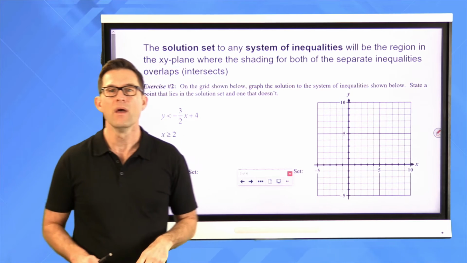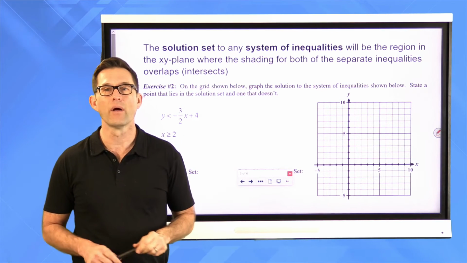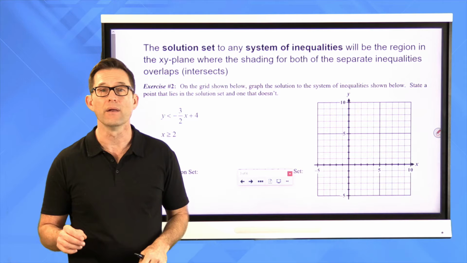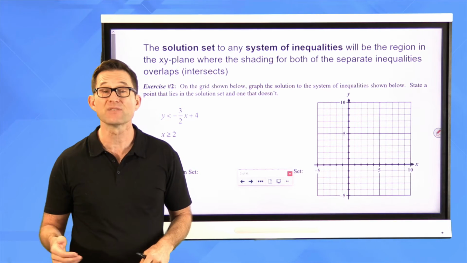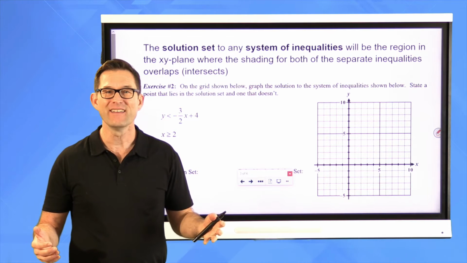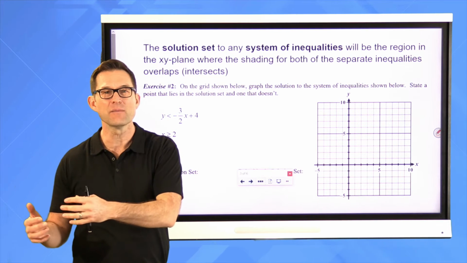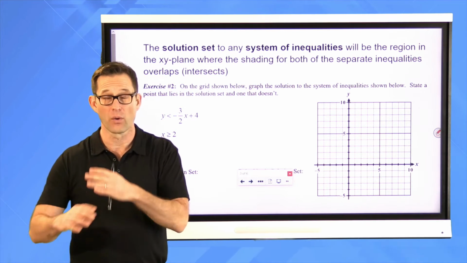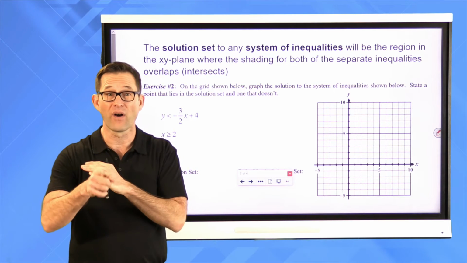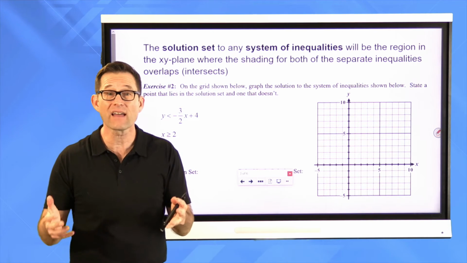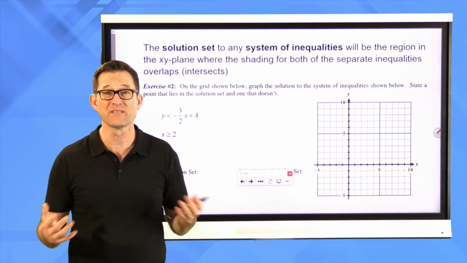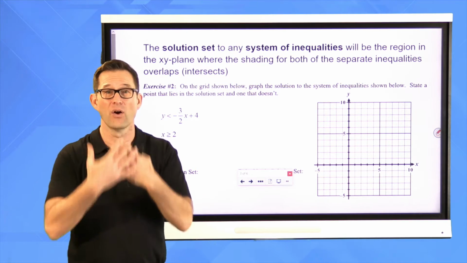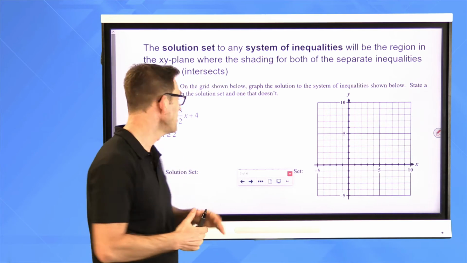All right. The solution set to any system of inequalities will be the region in the xy plane where the shading for both of the separate inequalities overlaps. It's where they intersect. Right? You know, think about solving a system of equations graphically, right? Where we graph the two equations and find their intersection point. That's exactly what we're doing here, except we're finding a lot of intersection points because we're looking at where that shading overlaps. Let's take a look at exercise number 2.